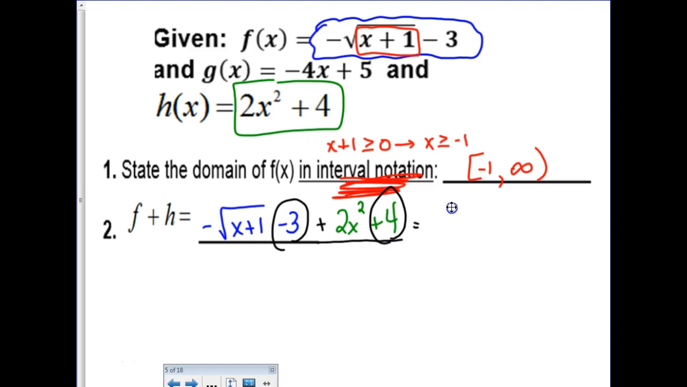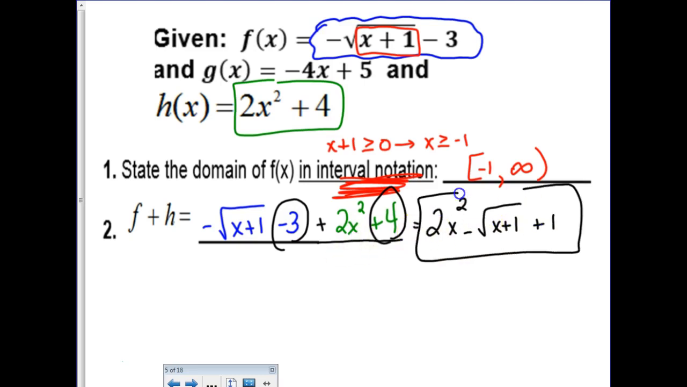Terms can be in any order. Most kids choose to put the square root in the middle, but it really doesn't matter. So 2x squared minus square root of x plus 1. And then I can add, right, plus 1. So some variation of that combining of like terms, the terms don't have to be in that order at all. I just do expect you to simplify.